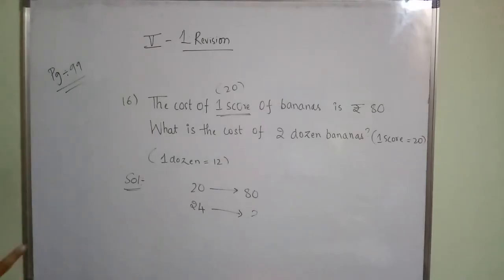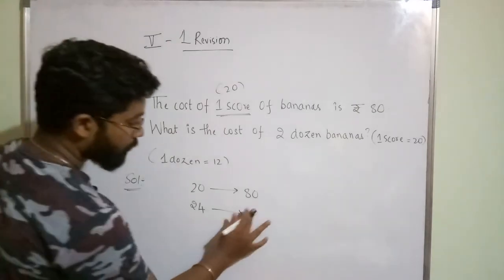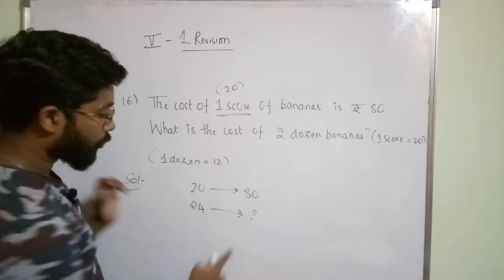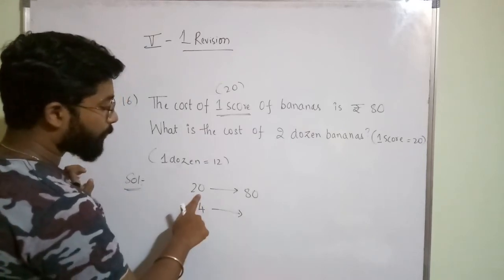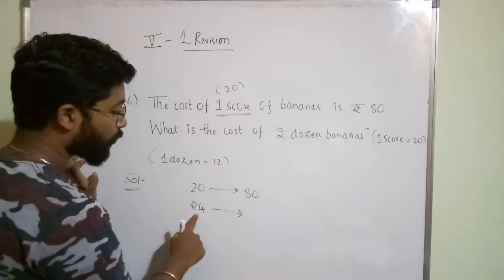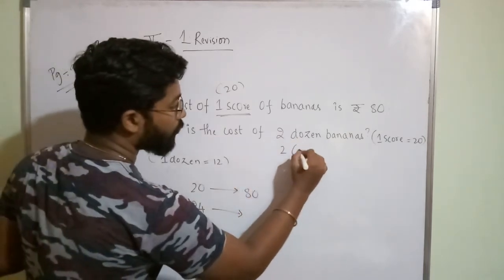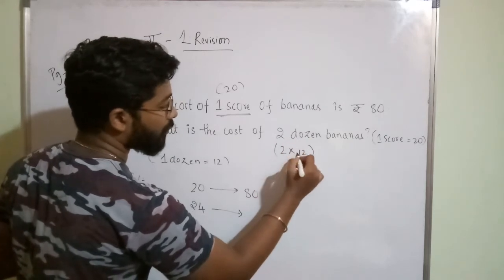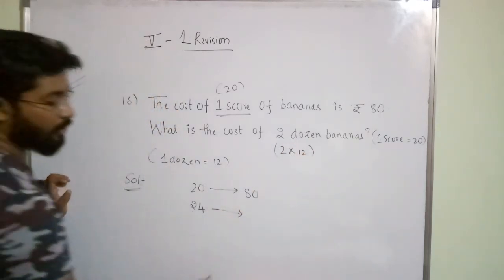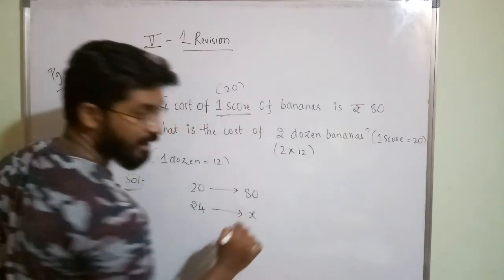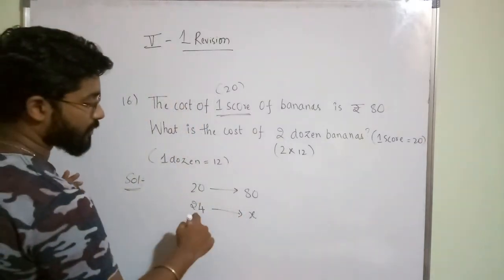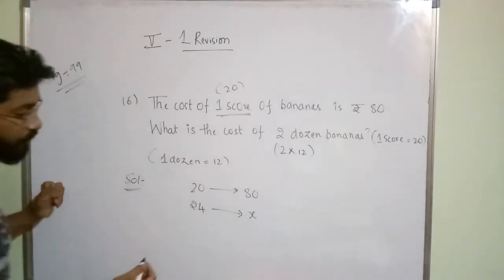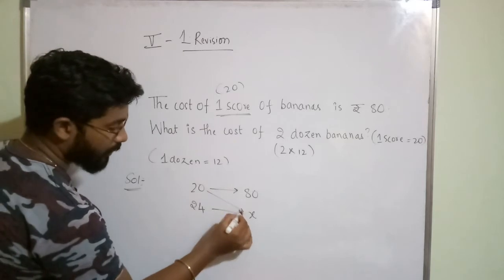So how to find out this one? You don't know this one, no? So 20 bananas cost is 80 rupees. 24 bananas means 2 into 12. 2 dozen he is telling, no? For 24 bananas the cost, I am taking it as X. Okay, I don't know what is the cost of 24 bananas, so I am taking it as X. Okay, so you have to cross multiply. You have to multiply like this.